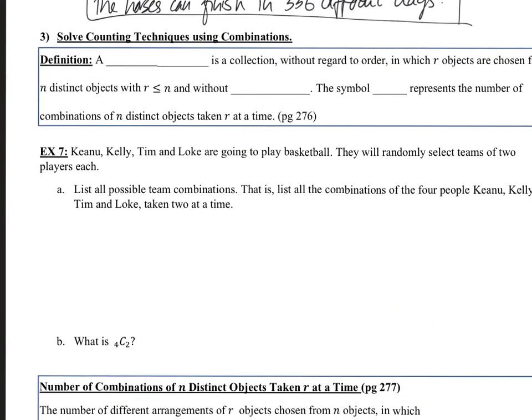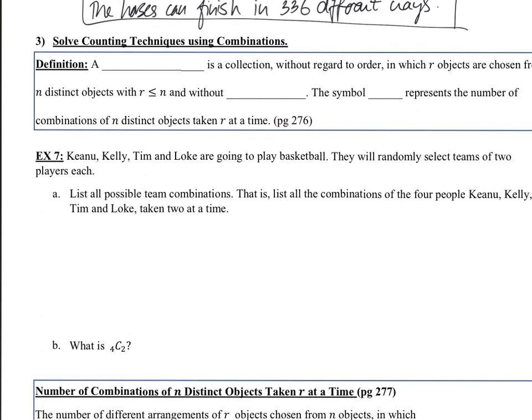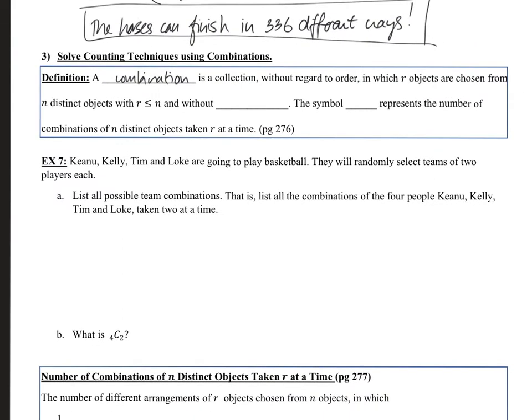Okay, so for objective 3, solve counting techniques using combinations. So a little different. We were looking at permutations, now we're looking at combinations. Alright, so what is different between these two? Well, by definition, a combination is a collection without regard to order. So this is where it changes. The other one we had to care about order. So for combinations, we're not caring about order, in which r objects are chosen from n distinct objects with r less than n, and without repetition. Okay, so a little different. It's not quite like the airport problem. And the symbol n choose r, this time with a C for combination, represents the number of combinations of n distinct objects taken r at a time.